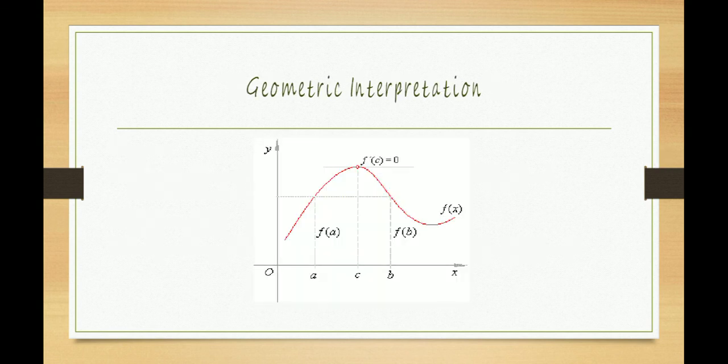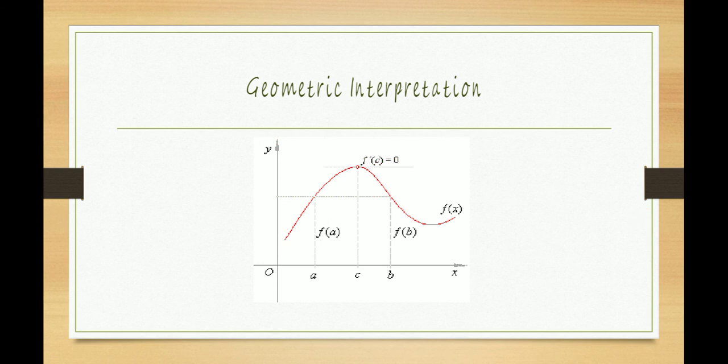Then we see the geometrical interpretation. This is a curve which is continuous. We can draw the curve which is continuous on the closed interval [a, b]. Observe the figure. f(a) is equal to f(b). Then there is a point c in between a and b such that f'(c) is equal to 0.